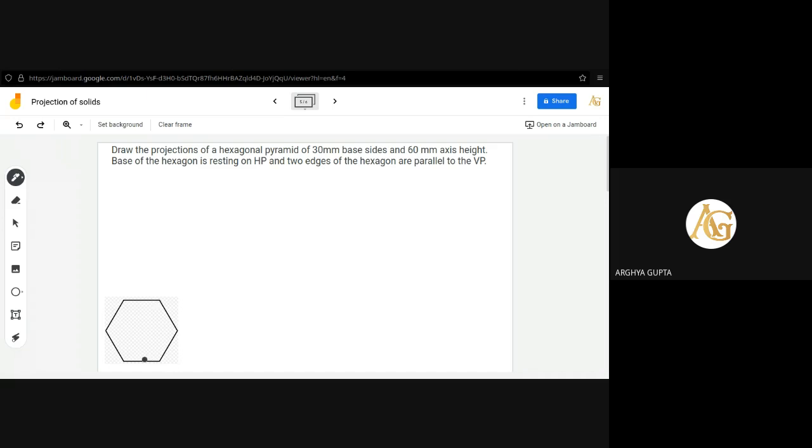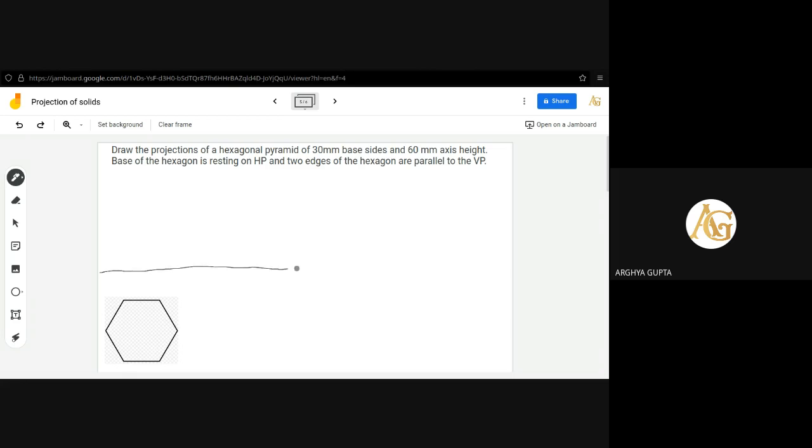Okay, so that can easily be done. You can draw the hexagon inside a circle, which has already been taught. And also you can draw by drawing a horizontal line of 30 mm, then taking 120 degree angles. So in both ways, that hexagon can be drawn. I am not going into the details of the construction of the hexagon. I will do the construction of the full solid in detail.